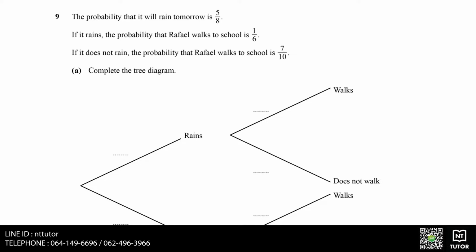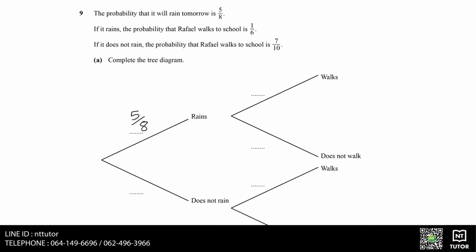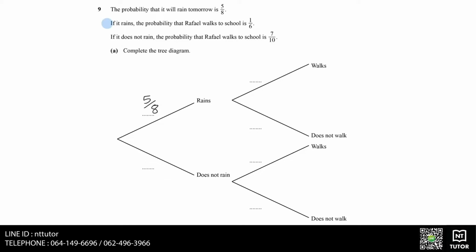Complete the tree diagram. The question says that the probability that it will rain tomorrow is 5 over 8. Therefore, we can put 5 over 8 in this branch. Then the question says if it rains, that means we go through this path on the tree diagram. The probability that Raphael walks is 1 over 6, so we can put 1 over 6 for walks.